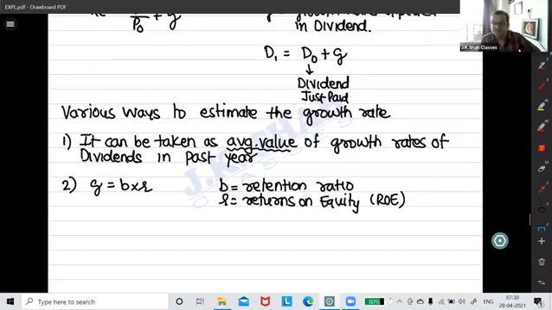Okay, guys, first of all, you all tell me. You know that retention ratio is 1 minus dividend payout. Which topic have we learned this in? Accounting ratios, correct. So if I give 40% dividend, then retention is how much? 60%. Everybody understands this?